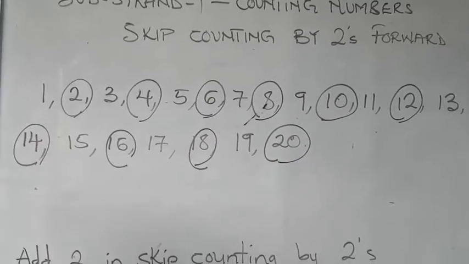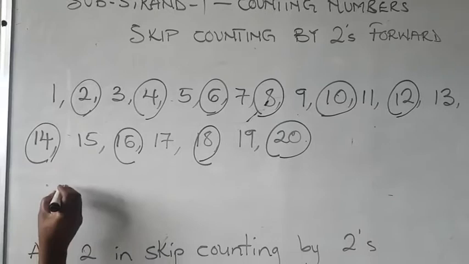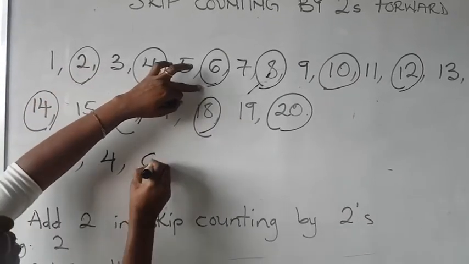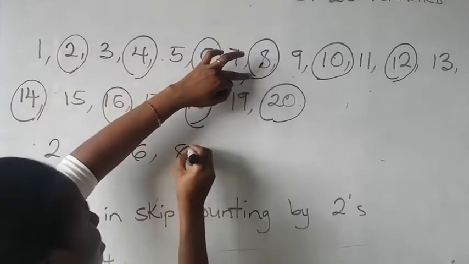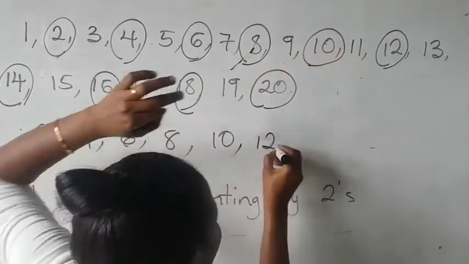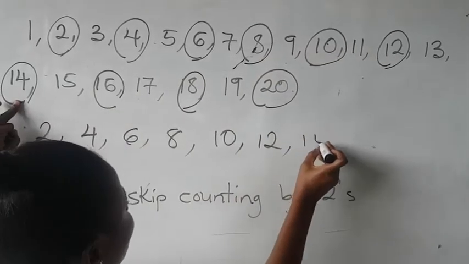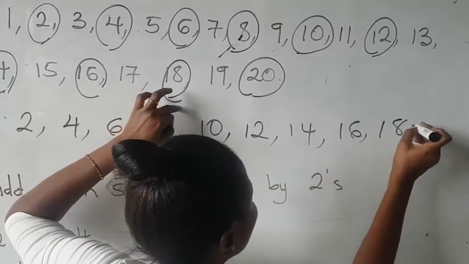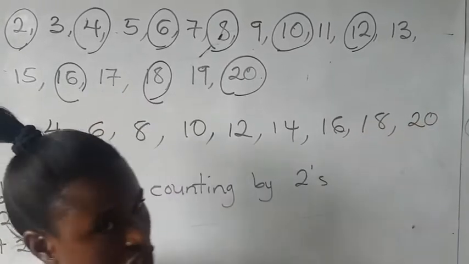So here, skip counting by twos, we are going to have 2, 4, 6, 8, 10, 12, 14, 16, 18, and 20, and it continues.